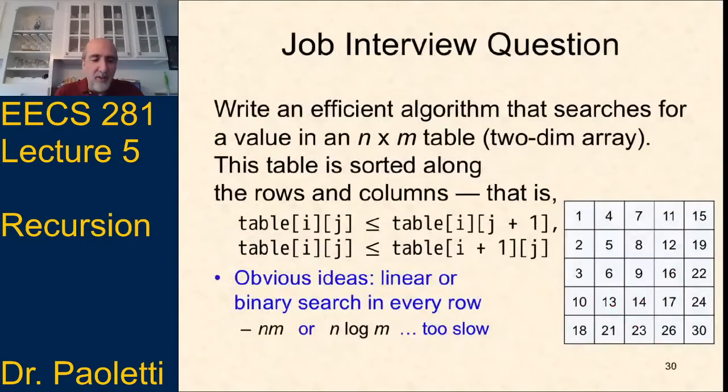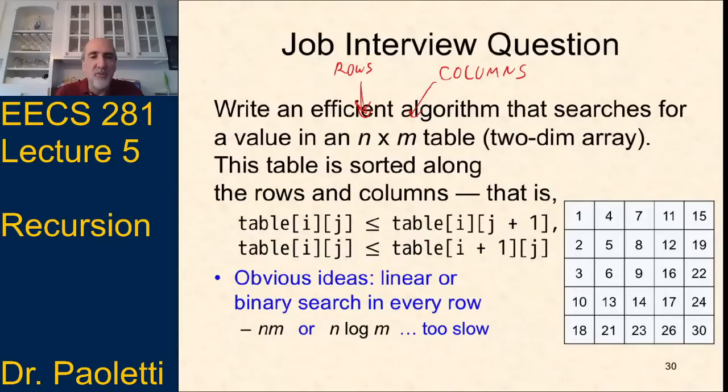Okay, we've got a job interview question here that we're going to look at a couple different ways to solve. So you go into a job interview and they tell you, we've got a table. It says n times m. Normally when we say this, this would be the number of rows times the number of columns.